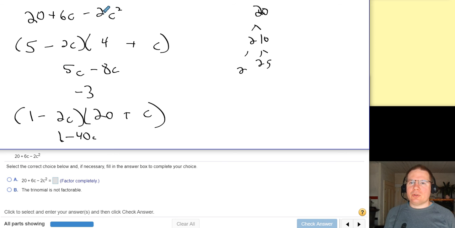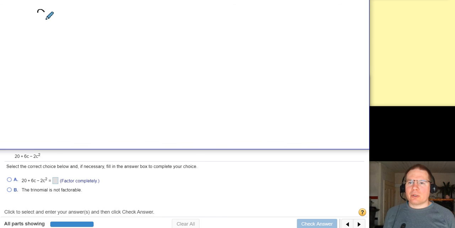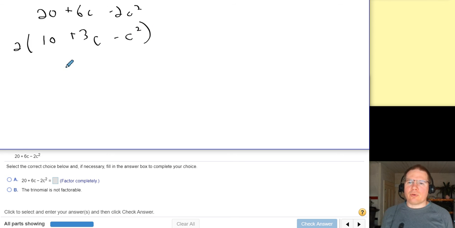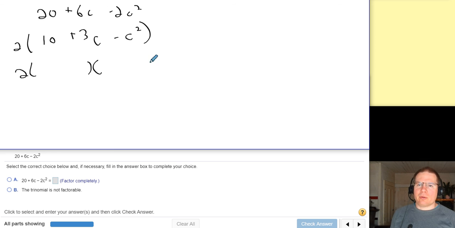20, 6, and 2 have a factor in common. Right? 20 plus 6c minus 2c squared, these are all even. I'm so used to avoiding putting factors in that give you a common factor. I neglected the fact that it did have a common factor of 2. All right, now I'm not getting negative 2c, it's just negative c.